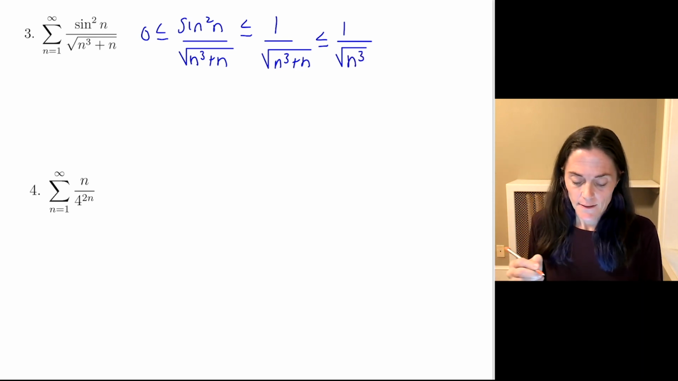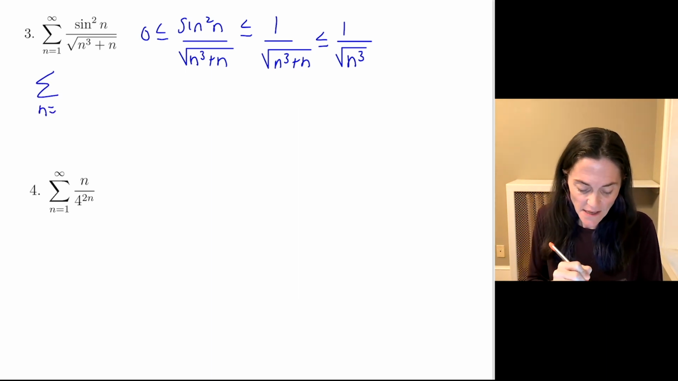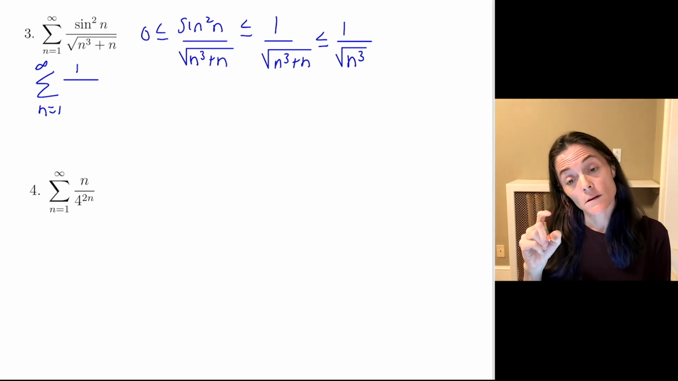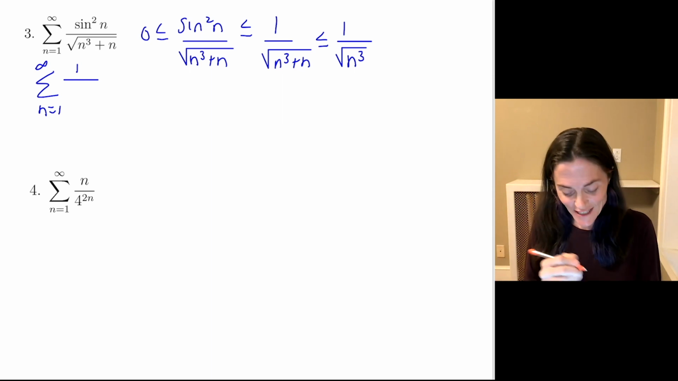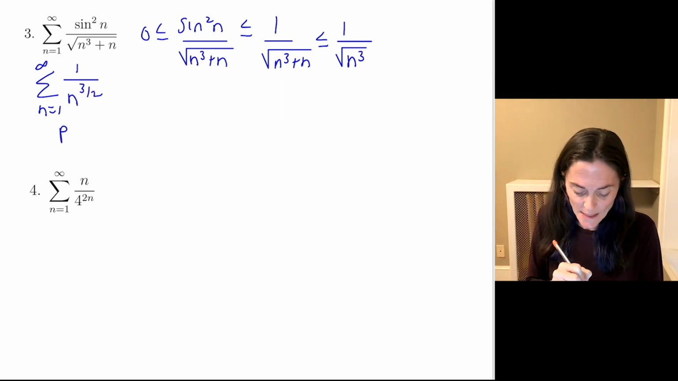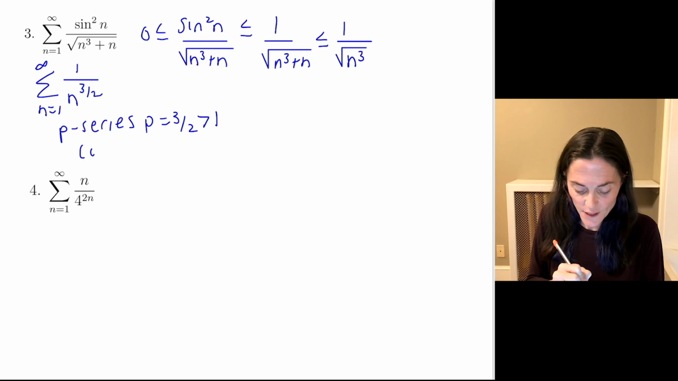Now, wonderful, let's justify. This series, the sum, n equals 1 to infinity of 1 over, well, we can write what this is. The square root of n cubed is n to the 3 over 2. You notice this is a p series where p is 3 over 2, bigger than 1, converges.